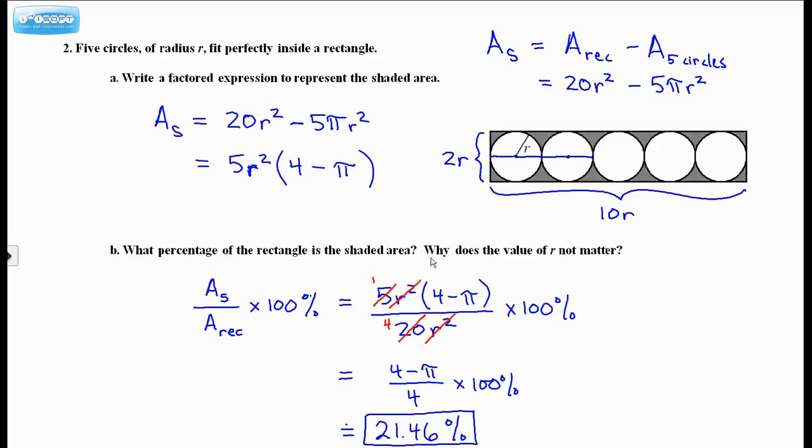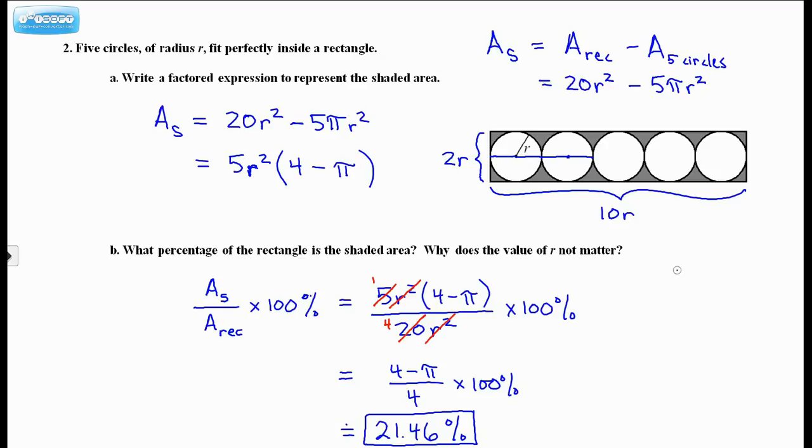And lastly, we have to explain, why does the value of R not matter? Well, when we actually got this result from here, there was no R because they canceled out completely. So the radius could be as small or as large as you want, but when we work it out as a percentage, it doesn't matter. It's completely irrelevant. Why is that? Well, think of it like this.